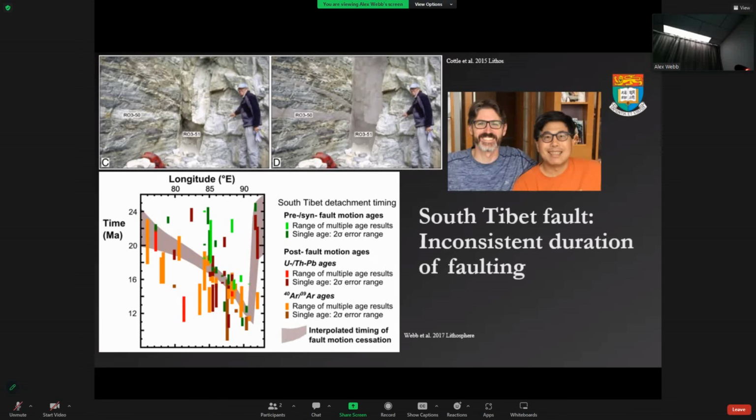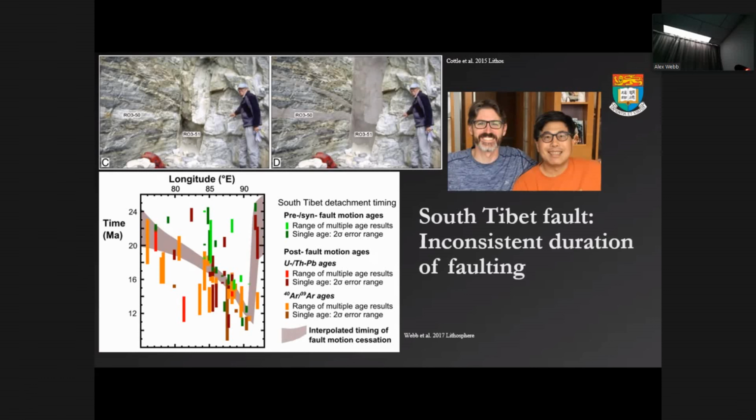Same thing here. What this is showing is west to east across the length of the Himalaya, and it's showing you with the gray interpolation when the South Tibet fault stops moving, when the motion is over. And in the west, the motion is over at 22, 20 Ma, and then progressively, and it gets really well constrained in the central Himalaya, it gets younger and younger and younger. It keeps moving until about 12 Ma in the east central Himalaya. So that's a 10 million year age swing for when this fault stops motion.